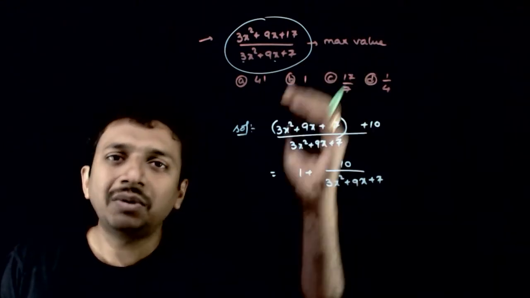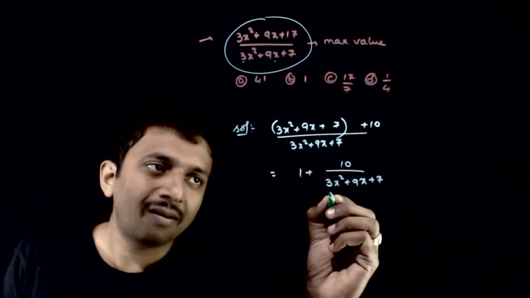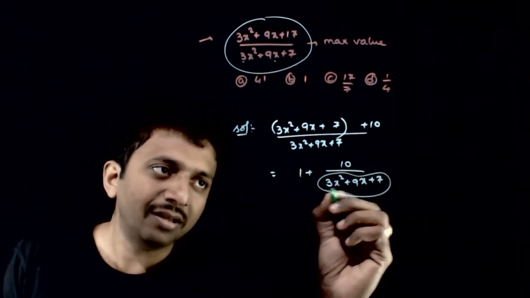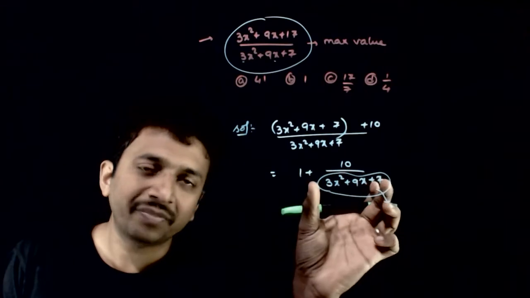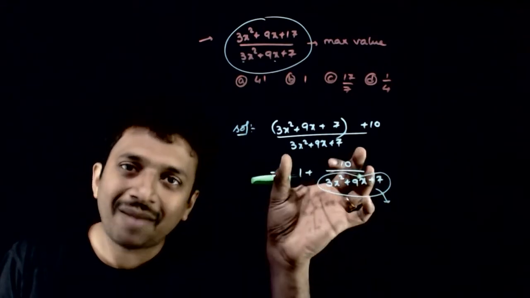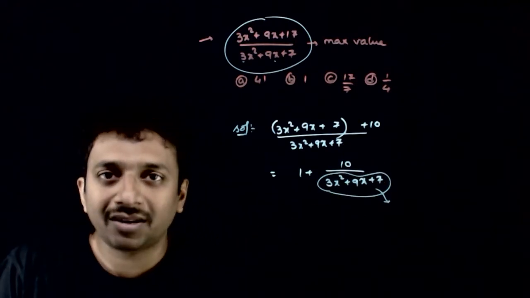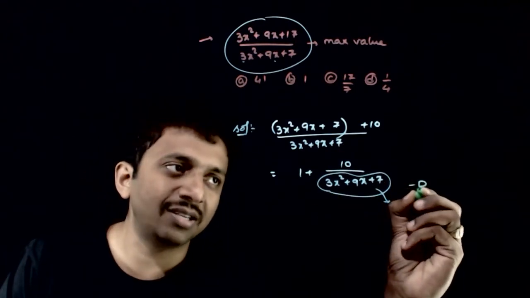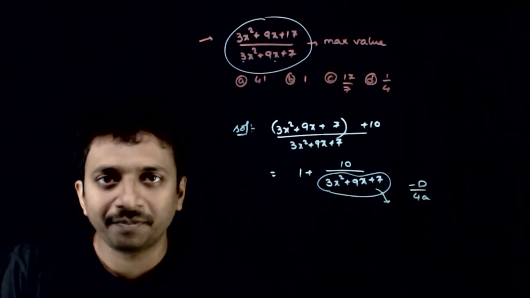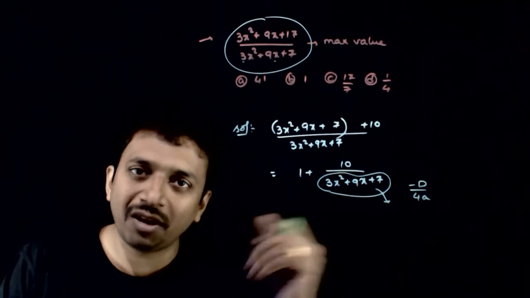Now I want the maximum value of this expression. So to find the maximum value of this expression, obviously I have to put the minimum value of this expression in this place. So if I put the minimum value of this expression, I'll get the maximum value of the fraction, right? And what is the minimum value of a quadratic? The minimum value of a quadratic is minus d by 4a. That's the formula. The formula for minimum value of a quadratic is minus of discriminant by 4a.